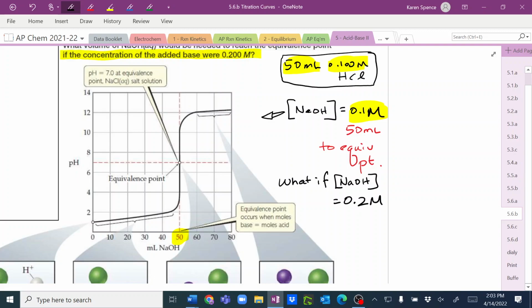What do you guys think? Yeah, you would half the volume because you have doubled the concentration. It's going to take half the volume to get to the same point because that'll give you the same number of moles.